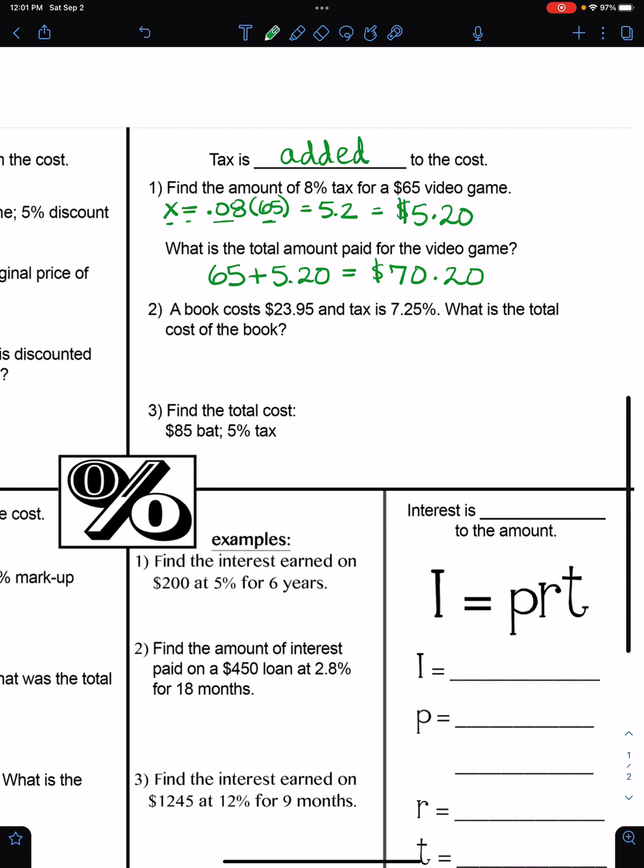All right, moving on. It says a book costs $23.95 and tax is 7.25%. What is the total cost of the book? This is not asking just for how much the tax is, but the total cost. So first let's find what is 7.25%. If I take that percent sign off, I'm moving the decimal 2 places to the left. So what is 7.25% of means multiply $23.95. This is just going to go in my calculator, 0.0725 times $23.95, and this is what I get.